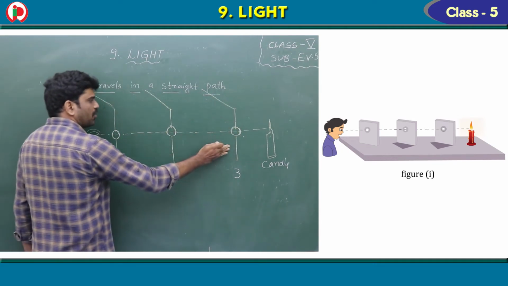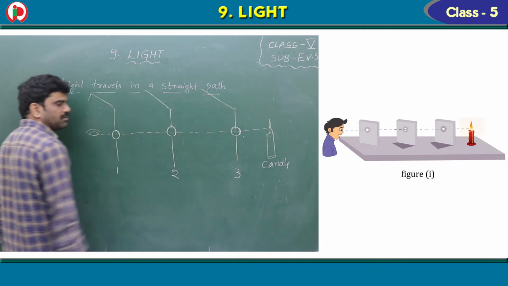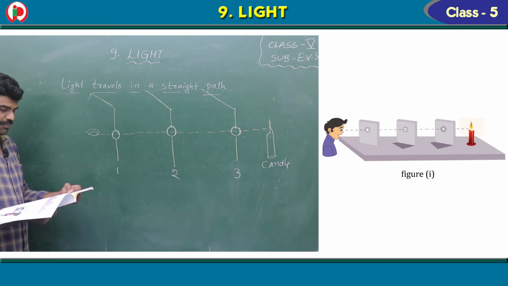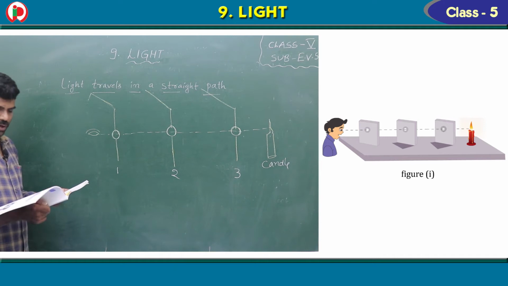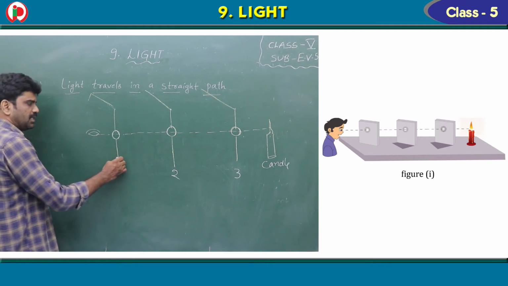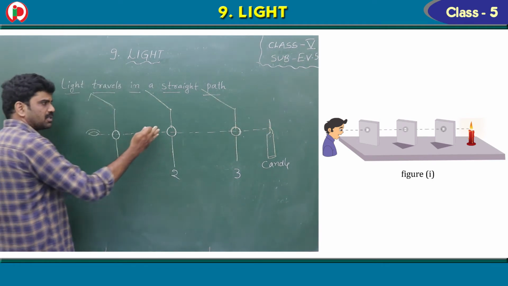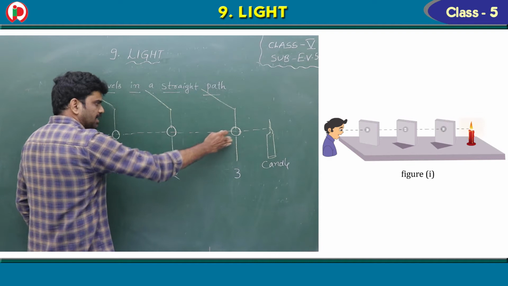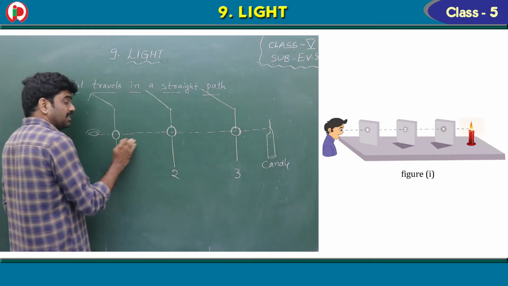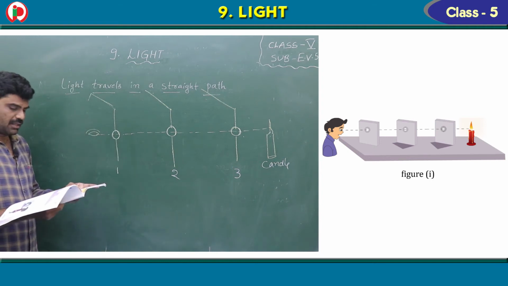Take 3 pieces of cardboard and make 3 tiny holes of the same size. The holes must be the same size, at the same height. Now place these cardboards on a table one after the other as shown in the figure. So this is the first one, this is the second one, this is the third one, and after that the candle. These 3 cardboards are at the same height on the table, kept one after the other.